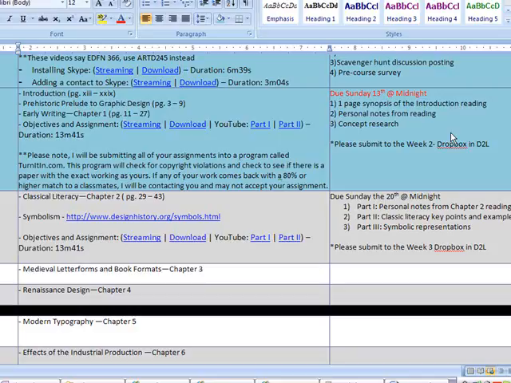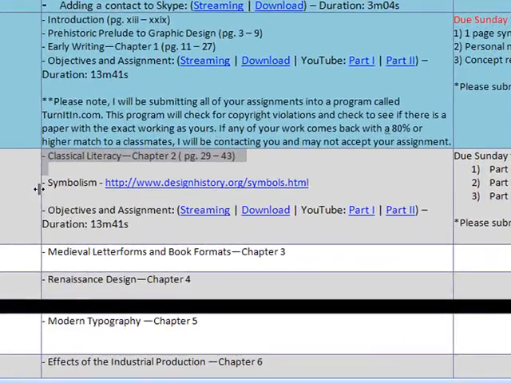For week 3, we'll be covering two different things. We'll be covering classic literacy, which is chapter 2 in your book, pages 29 to 43. I also found a supplemental website that I would like to use in this class. It's got some really great information, and the part that is relevant to chapter 2 is the section on symbolism. I'll break these down a little bit in depth right now.